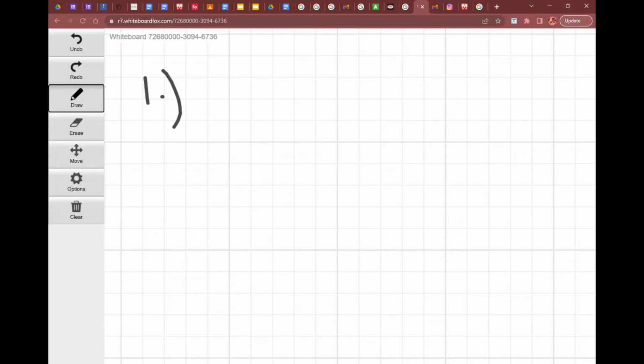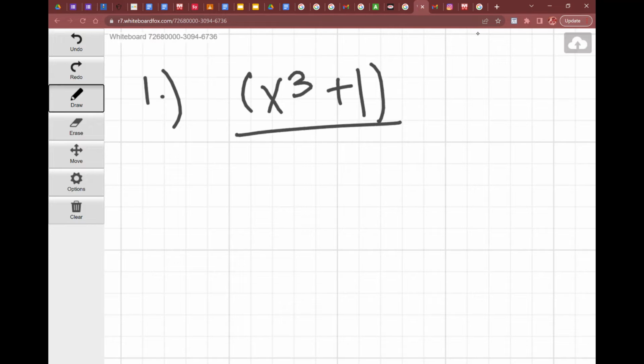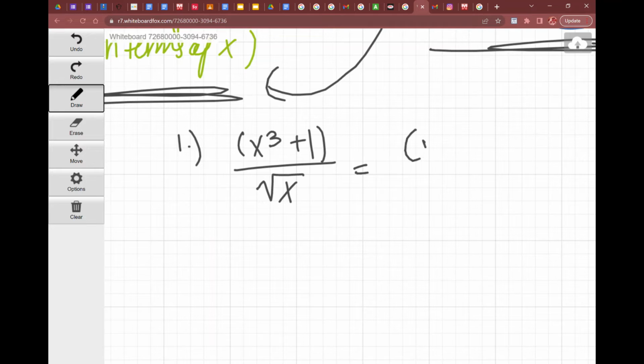Actually, Miss Wade did that with us. Okay. Yeah. Just do x cubed plus 1 over the square root of x. Now the first thing I'm going to do is rewrite this as x cubed plus 1 times x to the negative 1/2. This is product rule. I want chain rule.